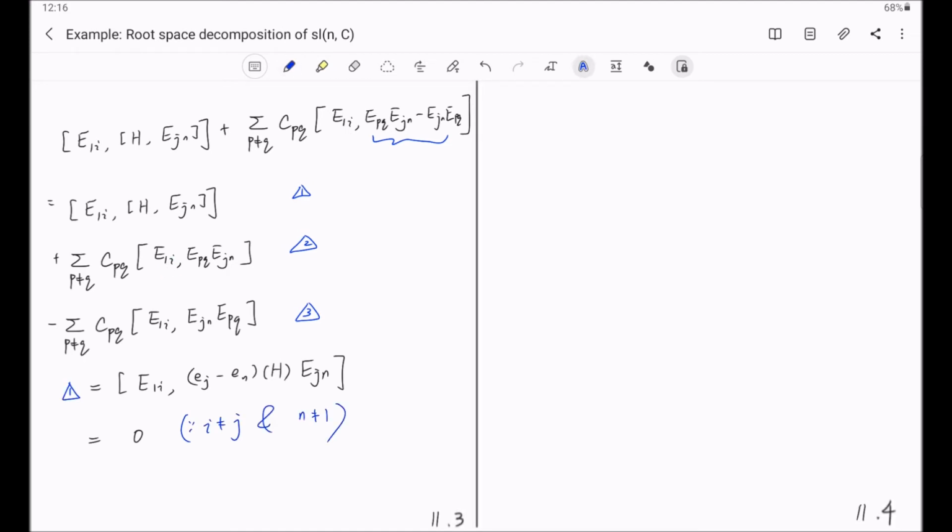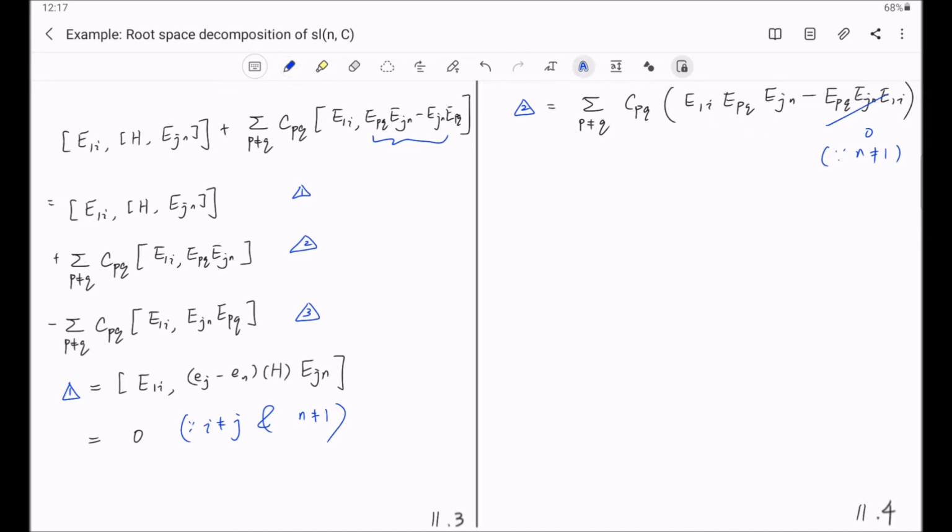Now how about the second guy? The second guy is also easy. This is equal to, if you just use the definition for this Lie bracket, E_1i times E_PQ times E_jn minus the multiplication in the other way. And this part vanishes because here n is not equal to 1, and it's greater or equal to 2. In particular, not equal to 1.